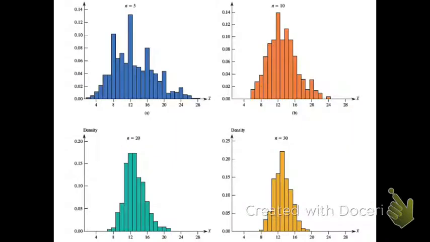However, when we started taking samples, so we created sampling distributions using 5, 10, 20, and 30, what do you notice is happening? It's getting skinnier. It's becoming more symmetrical. And the standard deviation is getting smaller.